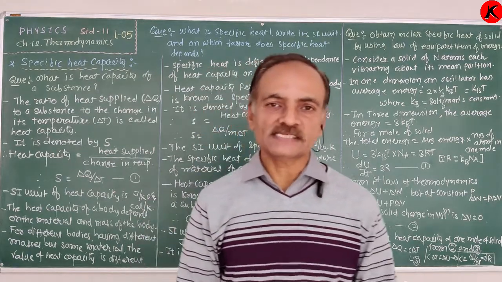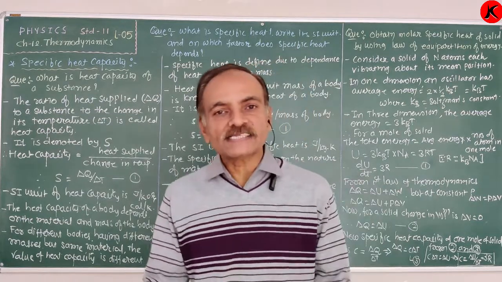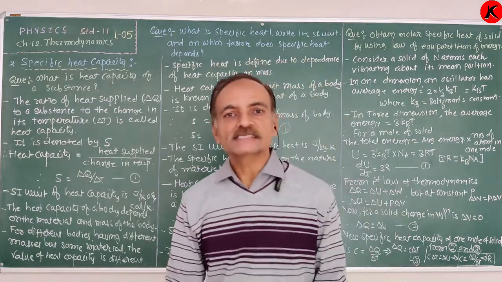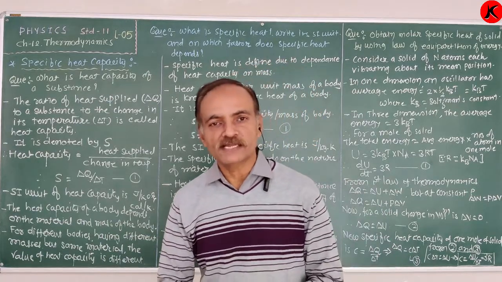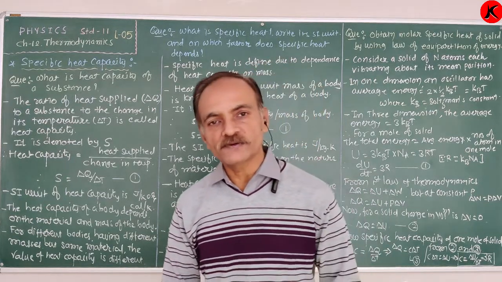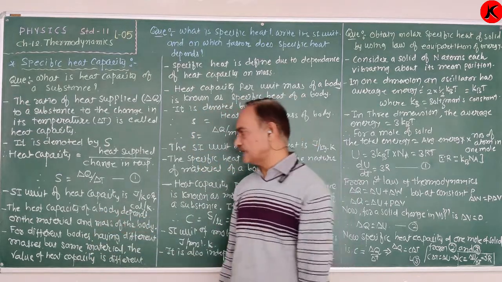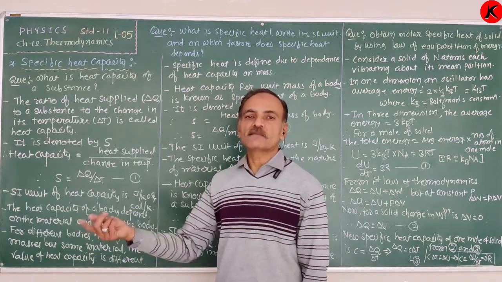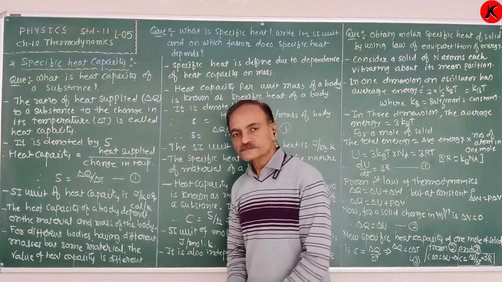Suppose we have two substances, one of copper and the second of another material, both having the same mass and both kept at room temperature. To increase the temperature of both substances by the same amount, having the same mass but different material, the amount of heat required is also different. Therefore, the heat capacity depends on the type or nature of the material of a body, and also on the mass of a body.